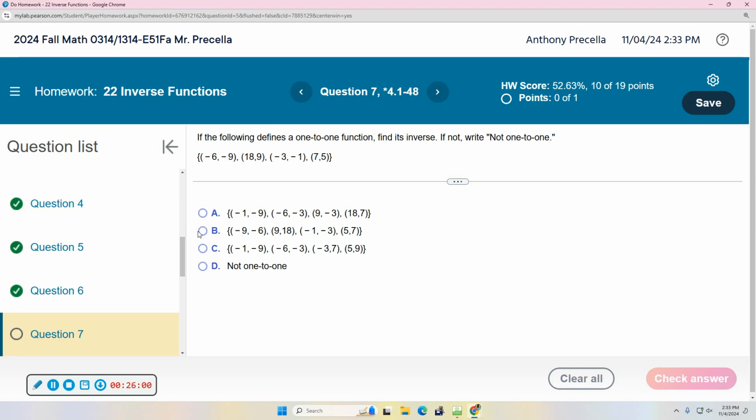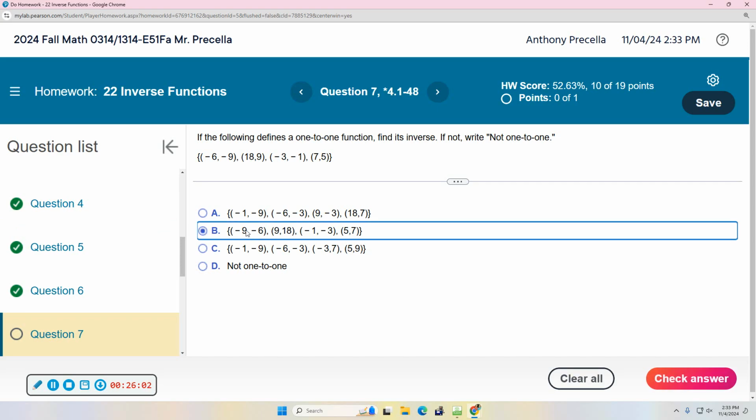B? I agree. Y'all are mighty quiet today. -6, -9 became -9, -6. 18, 9 became 9, 18. -3, -1, just reverse them, -1, -3, and 7, 5 became 5, 7. Yeah, I agree with B.